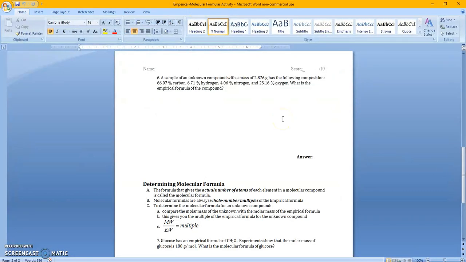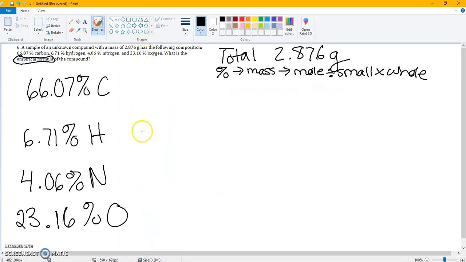Now that you've had an example of how to do empirical formulas, go ahead and try number 6 by yourself. And actually try it. Alright, given the information, they give me the percentages of each atom, and they give me the total. So I have 2 ways to go here. I can either multiply the percentage times the total mass to get the individual mass of the carbon, or I can assume that I have a 100-gram sample and just change the percentages into grams. Either way will work. I personally find this one a little easier.